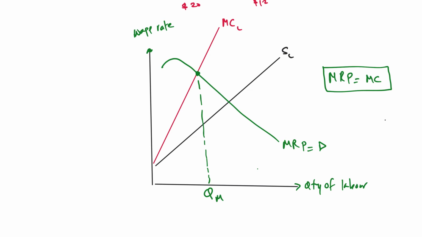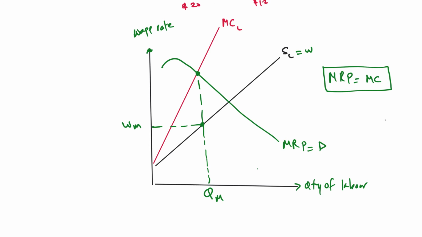But the trick here is this, that this is also my wage rate. Supply is my wage rate, right? How much wage rate will I pay? That will not come from here, it will come from the supply of labor. And that is equal to this WM.